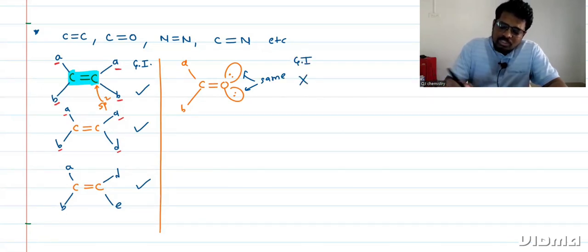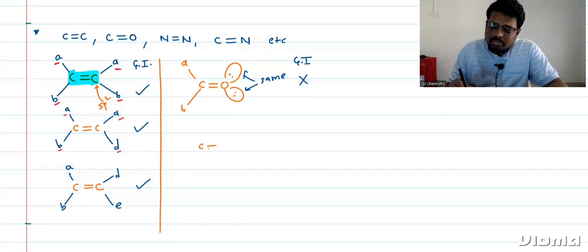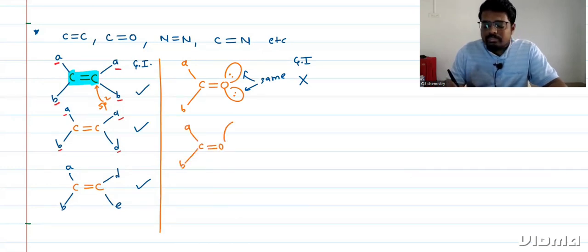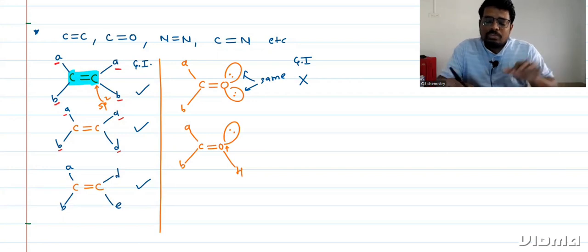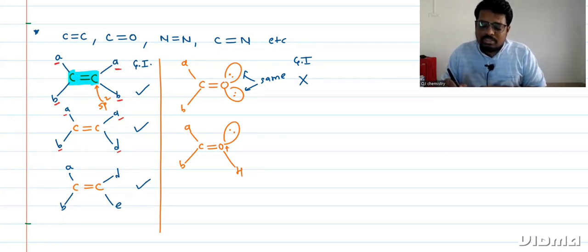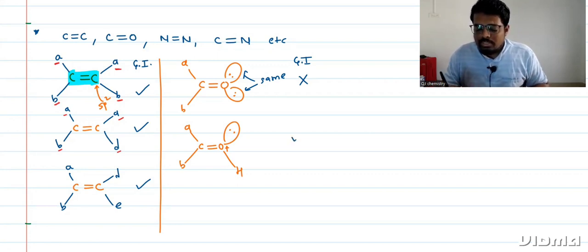But if we take a system like a carbon double bond oxygen, with A and B groups bonded to carbon, and there is one lone pair on oxygen and one hydrogen, this type of system. Now we have different groups: one lone pair and a hydrogen, which are bonded to oxygen, right? And A and B groups are bonded to carbon. So we have a totally different system.